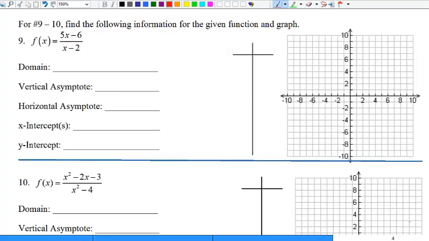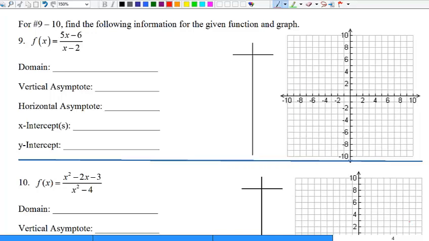For numbers 9 and 10, find the following information for the given function, which is a rational function, and then graph. In the lesson, some of the problems had holes and some of them had points crossing the horizontal asymptote. If they had a hole or a point crossing the horizontal asymptote, I put a blank for it. So notice number 9 only has 5 things to find instead of 7. The holes and the points crossing the horizontal asymptote aren't on that one.